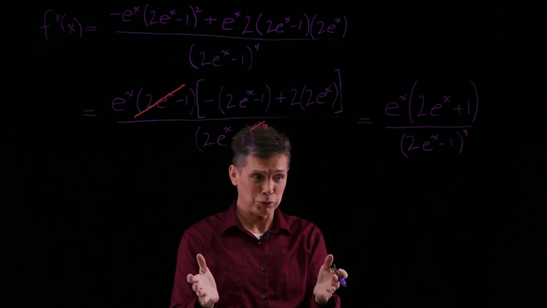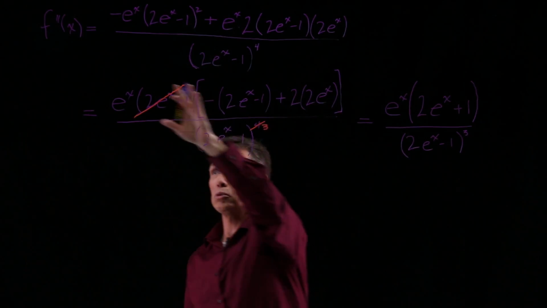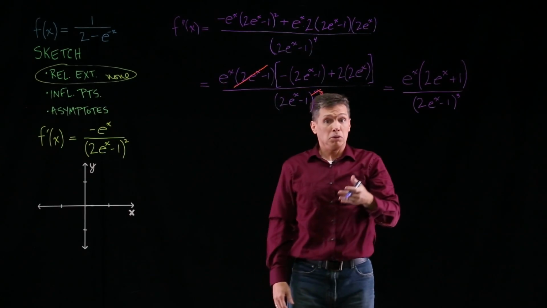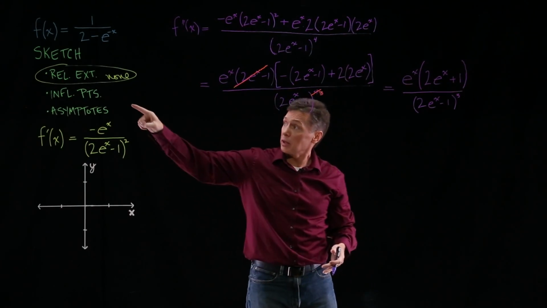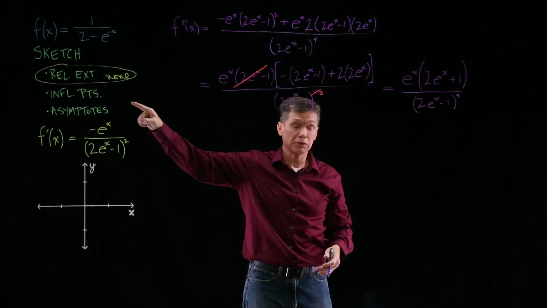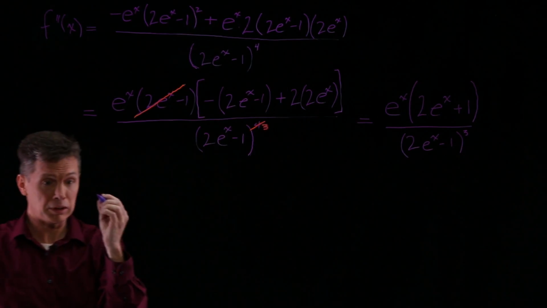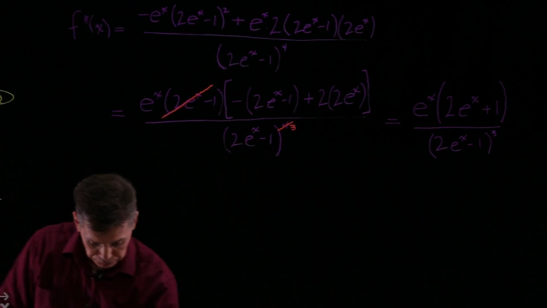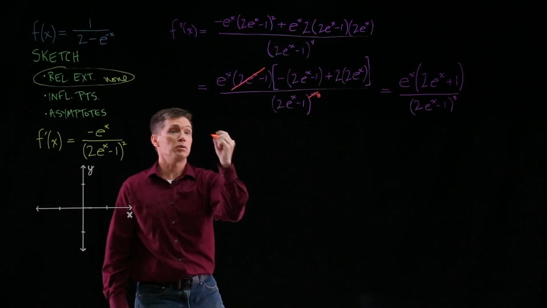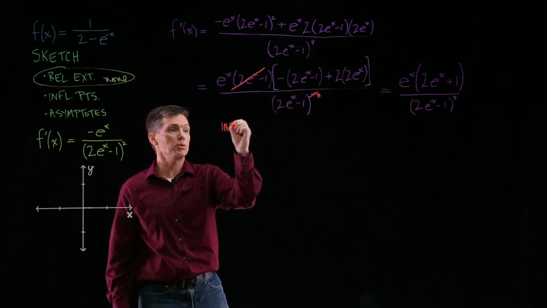Quick reality check. Where are we? That was our result for the second derivative. We do that because we're looking for the inflection points that they told us in the directions to find. So we use the second derivative to find inflection points. Let me get ready for that work here. Switch colors even. And we're looking for inflection points.